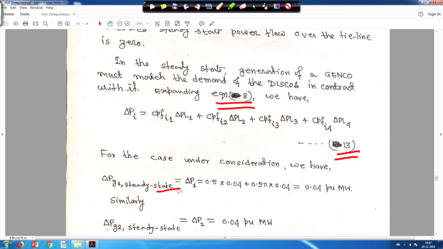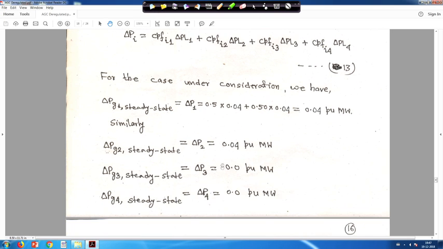Now delta Pg1 steady state, I told you it will be equal to the contracted demand, this is 0.04 per unit megawatt, this has been explained, everything I have explained before, right. Similarly, delta Pg2 steady state also I told you has to be 0.04 per unit megawatt, but delta Pg3 steady state is equal to delta P3 will be 0 and delta Pg4 steady state is equal to delta P4 will be 0, because delta P3 and delta P4 will be 0. All these things, the simulation also I have shown, but your objective will be steady state only, right. But for the sake of completeness, dynamic simulations and responses are shown.